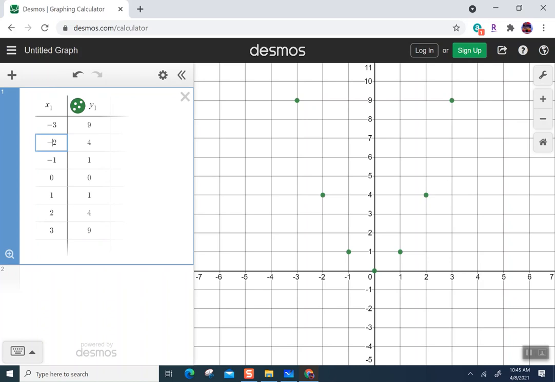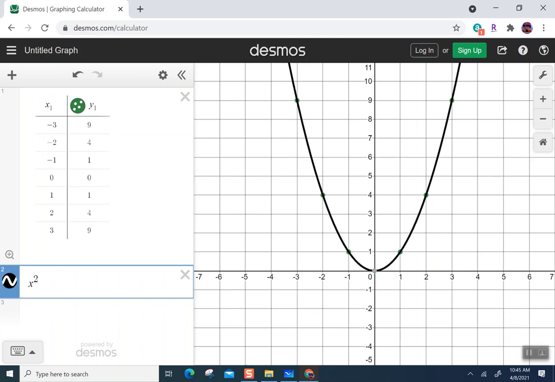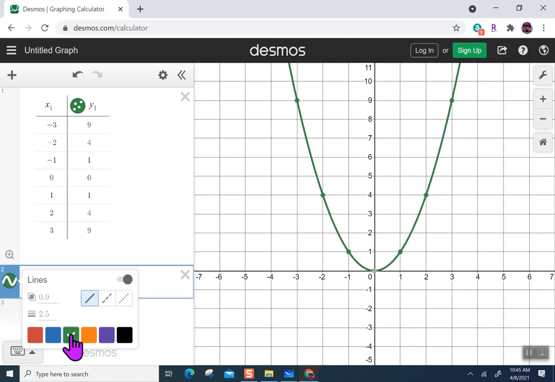Okay, now I want to connect my line. So this was my parent function, so all I need is x squared. And look, everything lines up perfectly. Now, just to keep everything simple, I'm going to change the color of this line to green as well. That way they all match up.